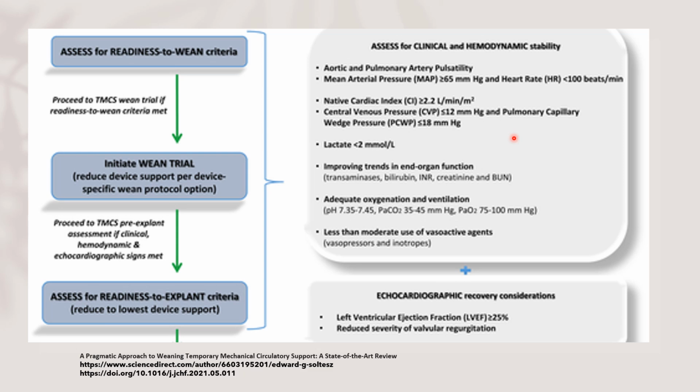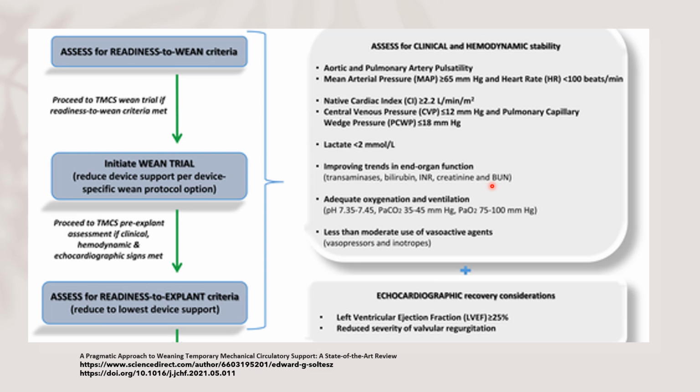And that is achieved by an intra-aortic balloon pump. We will not consider aortic and pulmonary artery pulsatility, but the most important thing is mean arterial blood pressure more than 65 and heart rate less than 100 beats per minute. If we have a Swan-Ganz, we should consider cardiac index. If we don't have it, we will depend on central venous pressure less than 12. Lactate less than 2 millimole, and we also consider good urine output, good perfusion, capillary peripheral pressure. All of this is very important.